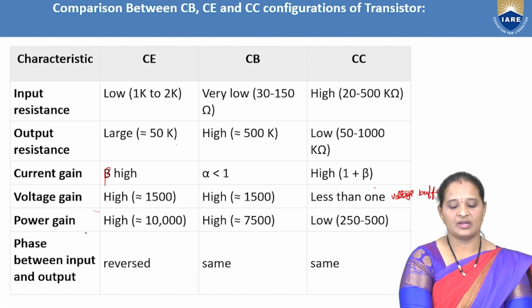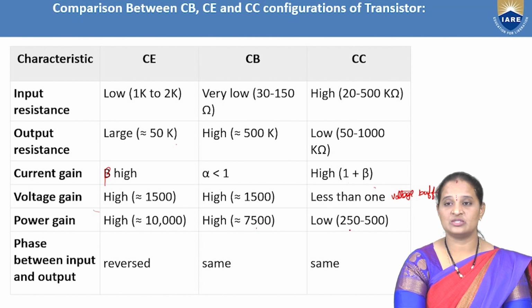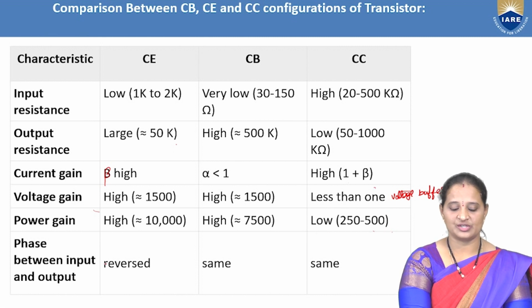And power gain is high, of the order of 10,000 for common emitter. For common base, it is also high, the ideal value being 7,500. And it is low, of the order of 250 to 500, for common collector configuration.